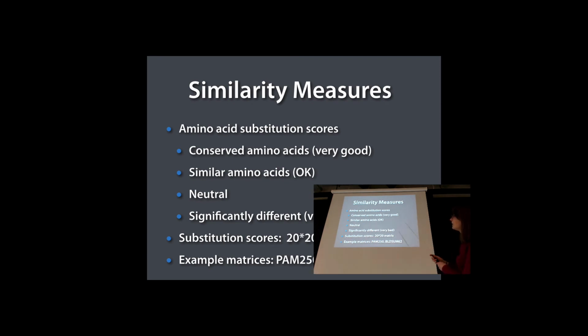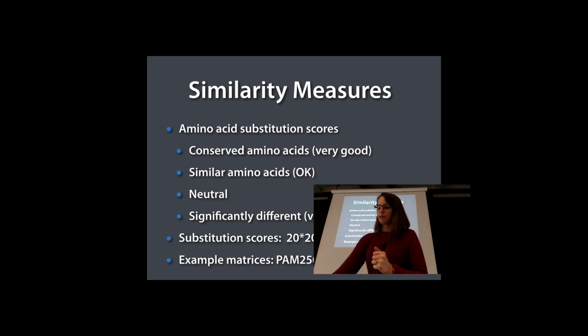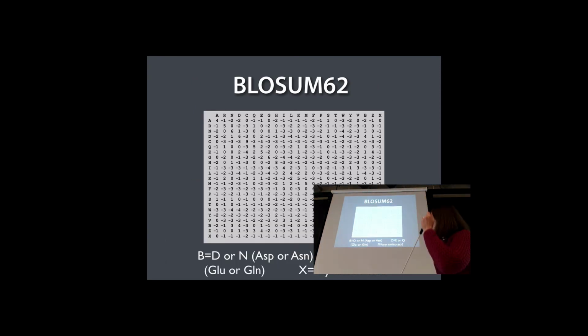I think I've already talked about this. We want to conserve amino acids. That would be very good. We will allow similar amino acids to be substituted, but also we will avoid significantly different amino acids. And we have 20 amino acids in the alphabet, right? And so this is the matrix of BLOSUM62.